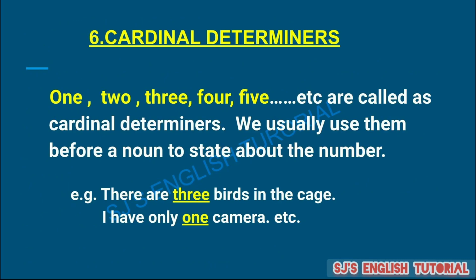Cardinal determiners. 1, 2, 3, 4, 5, etc. are called cardinal determiners. We usually use them before a noun to state the number. Example, there are three birds in the cage. I have only one camera, etc.